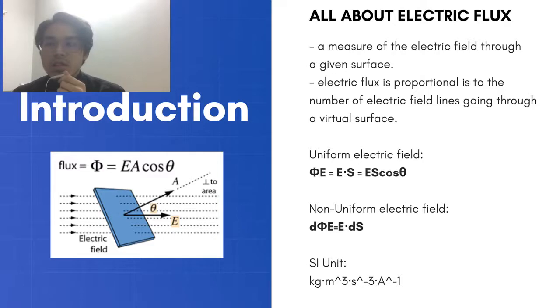Electric flux has SI units of volt meter, which is V m, or equivalently Newton meter squared per coulomb, N m^2 C^-1. Thus, the SI base units of electric flux are kg times m^3 times s^-3 times ampere^-1.